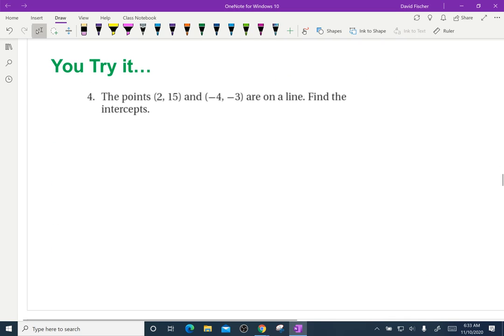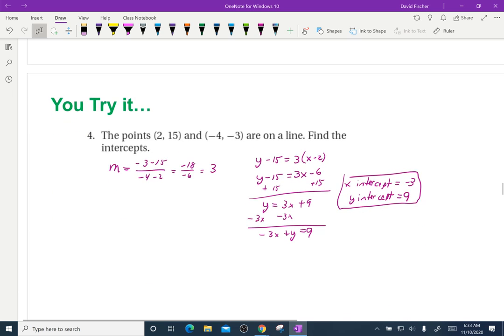All right, you give it a try. Find the slope first, and then pick one of the coordinates to plug in, and then get it into standard form. Let's see how you did.